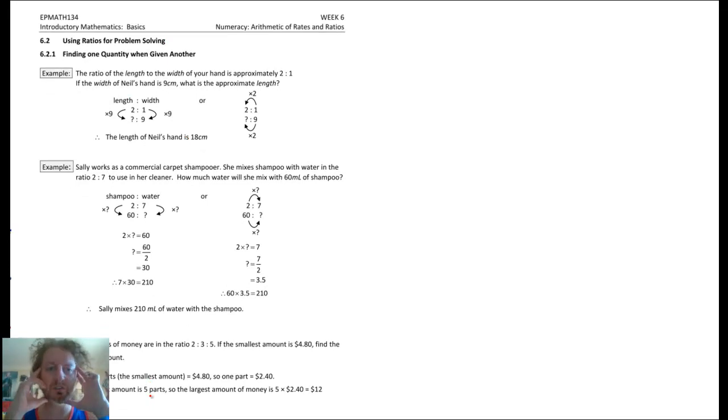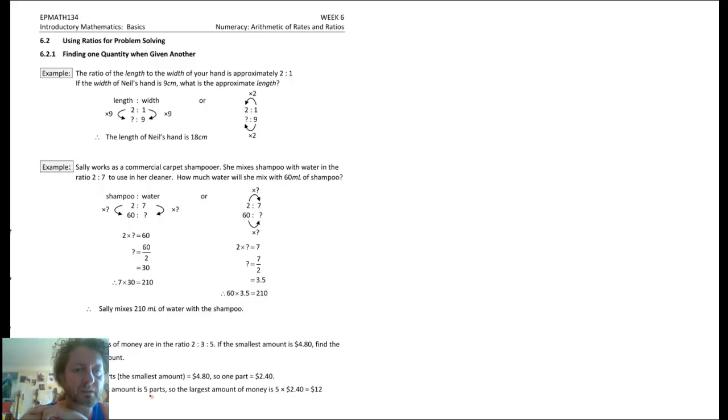Now, problem solving using ratios. The first one's very simplistic, but it gives the concept that there are always two ways to look at these ratio conversions, but more often than not, one way is much simpler. In this case, it's a pretty nice one anyway. The ratio of the length to the width of your hand is approximately 2 to 1. For every 2 whatevers in the length, there's 1 whatever in the width. So it's saying it's twice as long as it is wide.